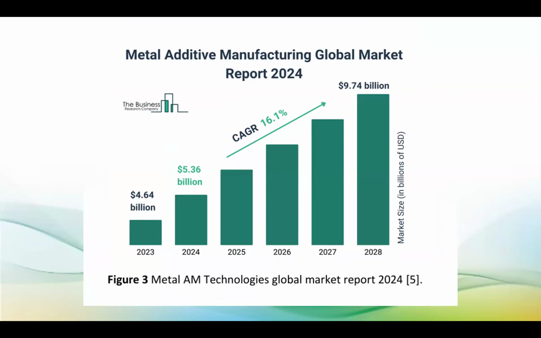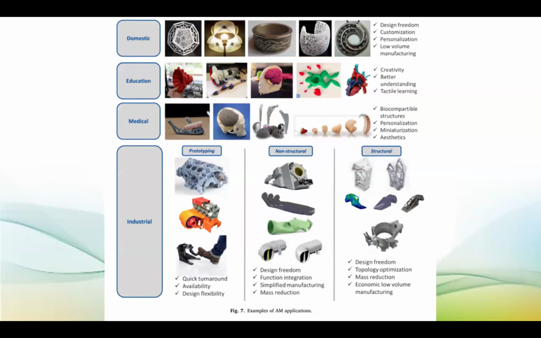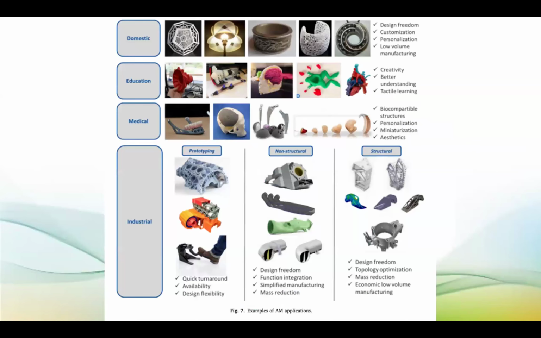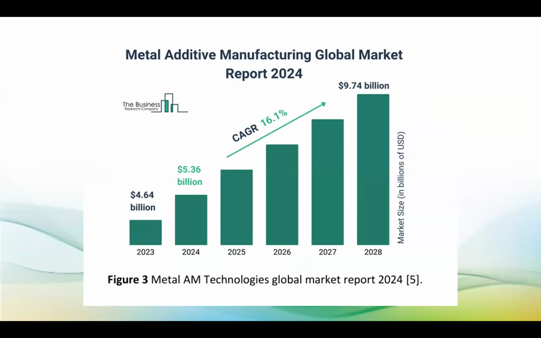See, the use of metal additive manufacturing components is increasing day by day. This figure shows the increase in the number of metal additive manufactured components. Actually, I already presented that customization and rapid prototyping are two major advantages. But one more thing is there. That is the reason behind the exponential increased use of additive manufactured components.